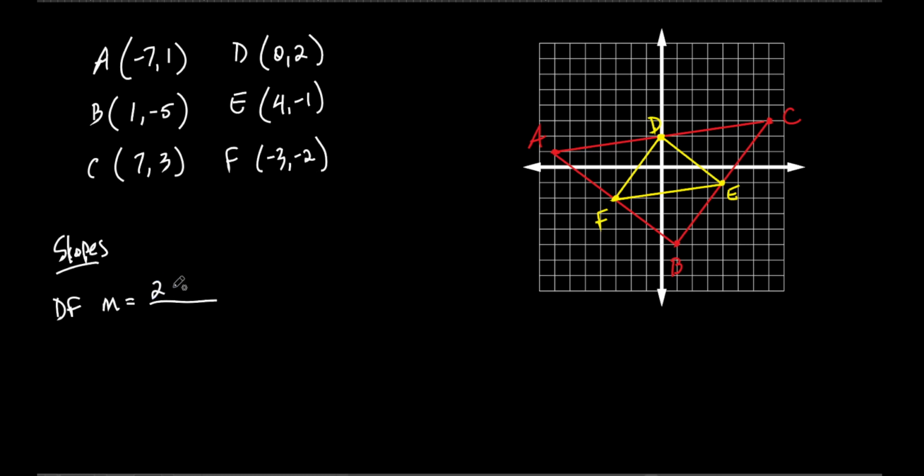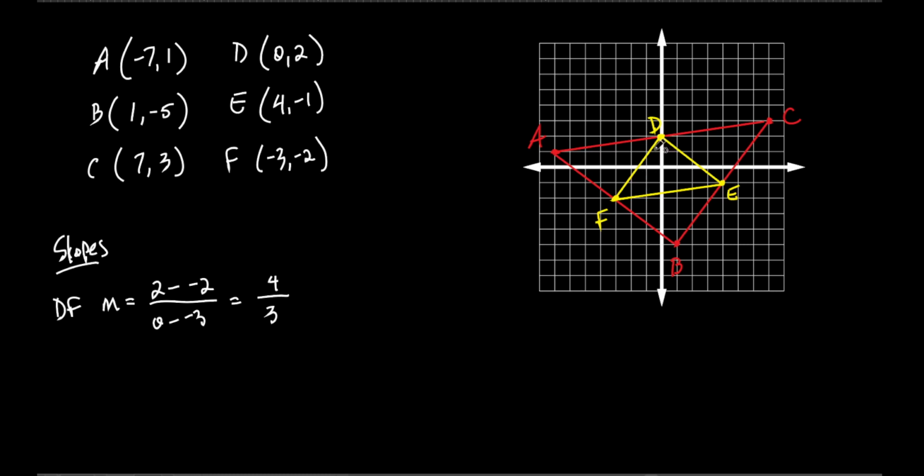So it's 2 minus what? Negative 2. It's important that you put that negative there, all right? And then do the x's. It's 0 minus what? Negative 3, okay? And that's what? 4, right? And that's 3. So that's your slope of DF. We good? Now what are we trying to do? We're trying to show that they're parallel to each other, right?